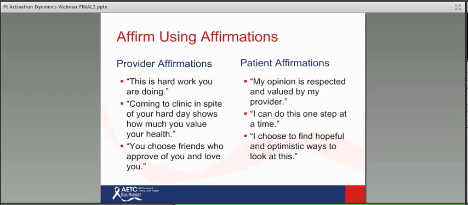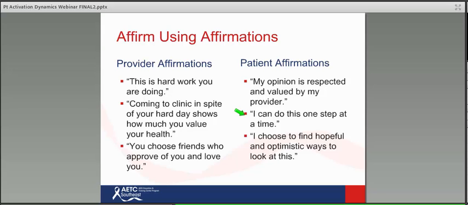Using affirmations, we can provide affirmations to a client, such as we can say to a client, this is hard work you're doing. Coming back for a second visit in a row, that's tough, considering that you're not stable with your living conditions as of yet, but that you're working on it. Even higher level is when a client says, I can do this one step at a time. And sometimes when we use open-ended questions, we can work it so that a client actually is the one that sets their own motivation. They set their own affirmation.